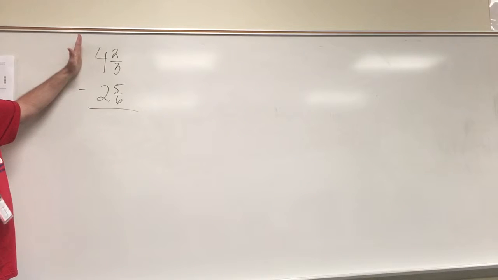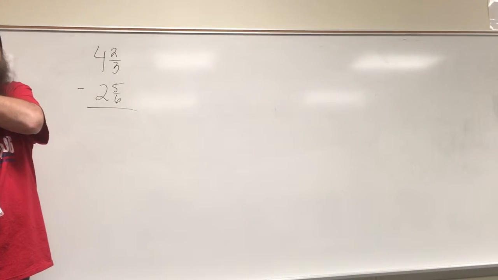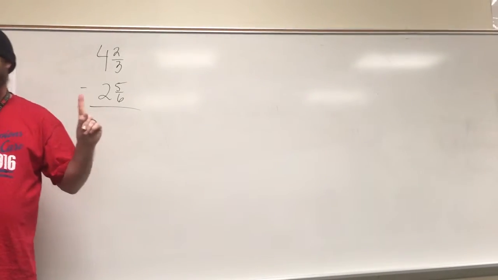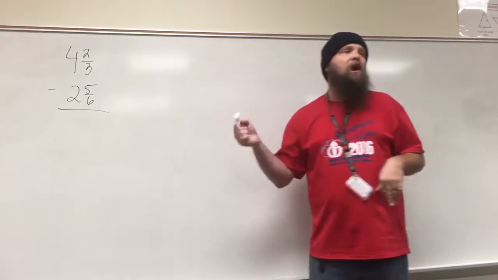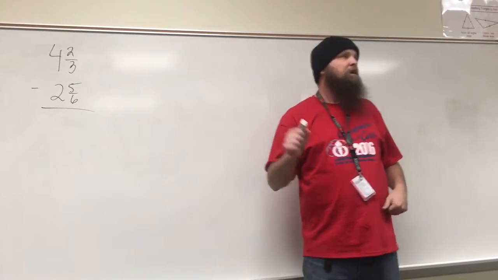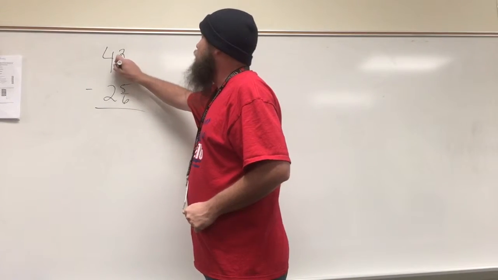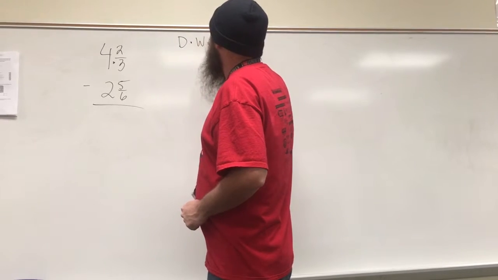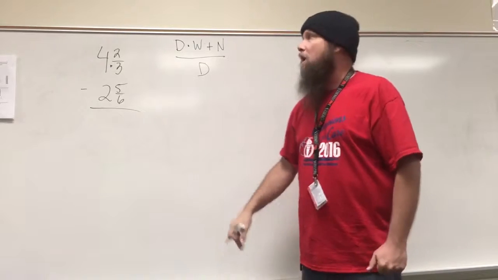All right, so we have 4 2/3, subtract 2 5/6. So we're on that problem, find it, and that's the one we're going over. The first step when we're subtracting mixed numbers tells us to change them to improper fractions. To do that, we multiply the denominator and the whole number, denominator times whole number, and we add the numerator. And that's going to stay over the denominator.